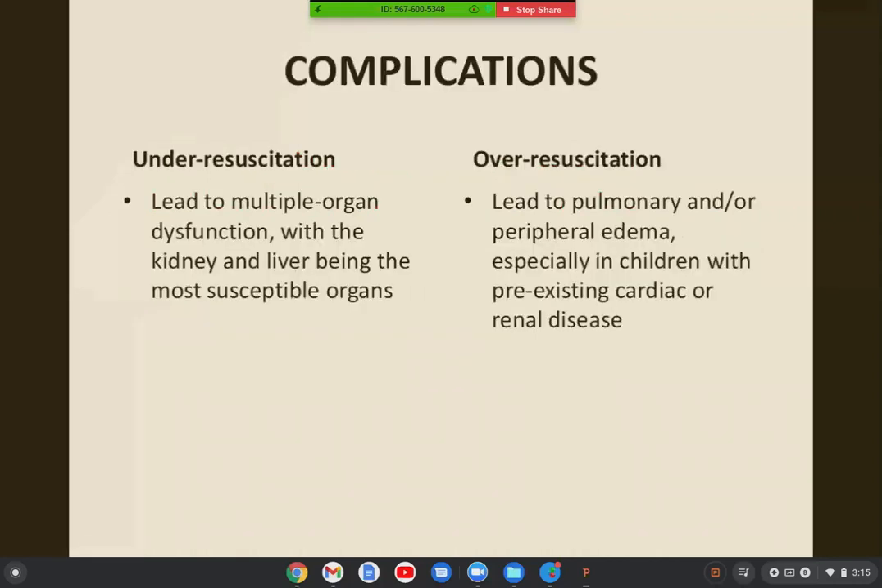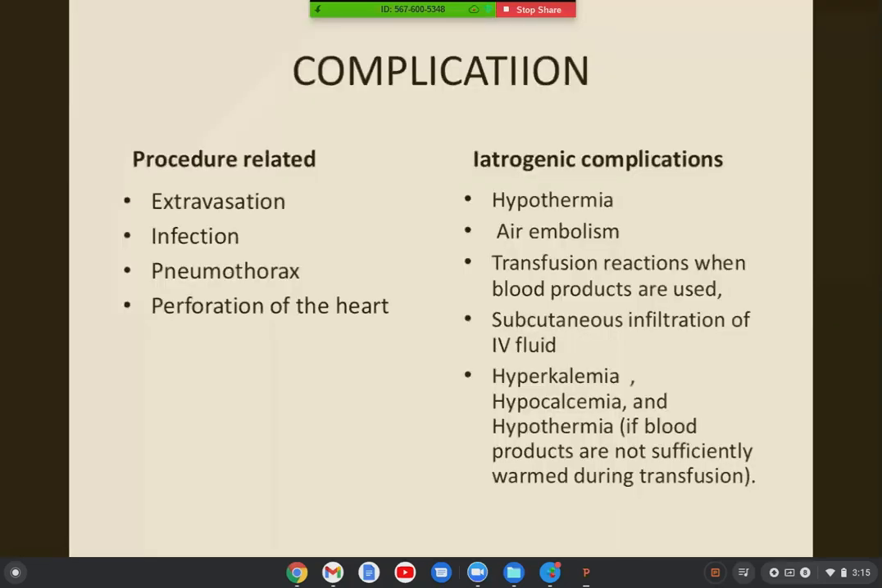Now, what is the outcome and what are the complications associated with under resuscitation in a trauma patient or over resuscitation? Under resuscitation will lead to multiple organ dysfunction, with kidney and liver being the most susceptible organs because kidney receives 26% of our circulating blood volume every minute. Over resuscitation will lead to extra fluid in the periphery and lead to peripheral edema and life-threatening pulmonary edema, especially in children who have pre-existing cardiac or renal diseases.